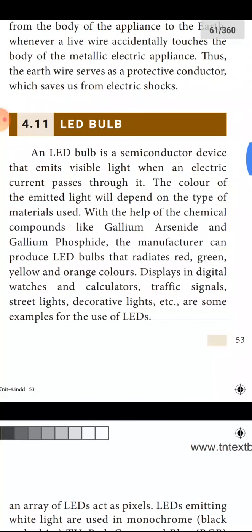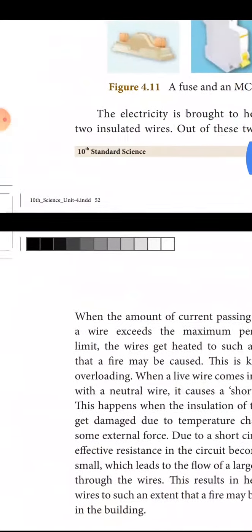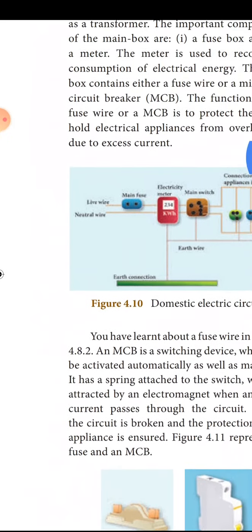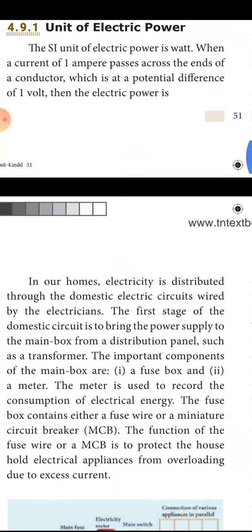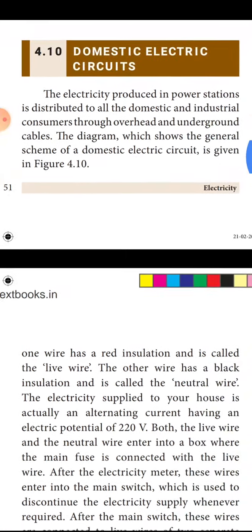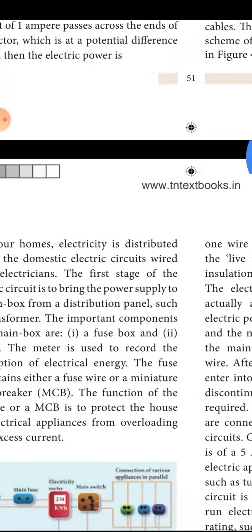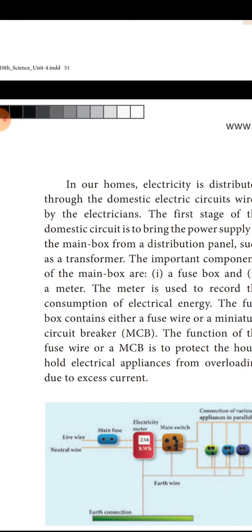What we had seen in this class is the domestic electric circuit. Once again I am recalling that a domestic electric circuit consists of two types of connections from the power station. One is overhead and the second one is underground cable connection. Generally, for the domestic connection, the electrician gives two wires.